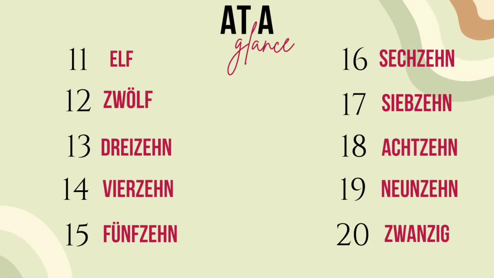11, 12, 13, 14, 15, 16, 17, 18, 19 and 20. Don't forget the two exceptions that we have here, 16 and 17. First 20 numbers done. In the next video, I'll be teaching you numbers till 100. Be prepared.